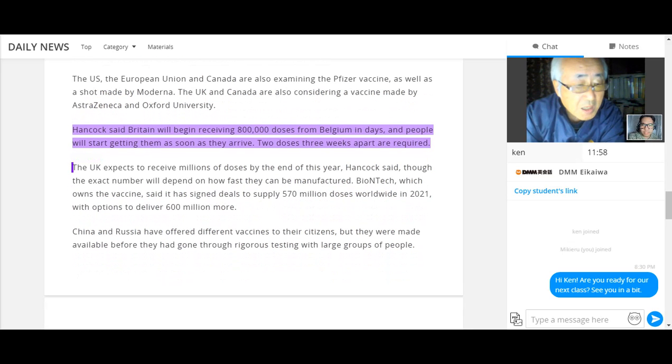Hancock said Britain will begin receiving 800,000 doses from Belgium in days, and people will start getting them as soon as they arrive. Two doses 3 weeks apart are required.